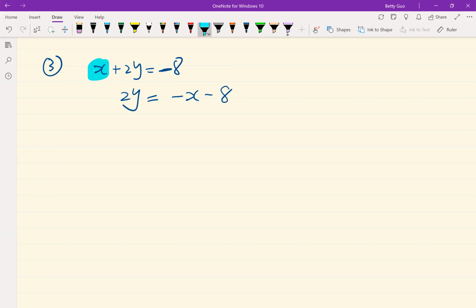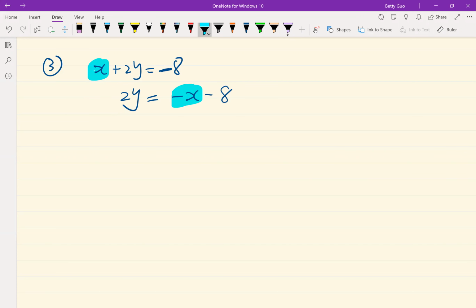Do you see what happened in this step? You bring x over to the right-hand side. So you have a negative x on the right-hand side, right? Do you understand that step?